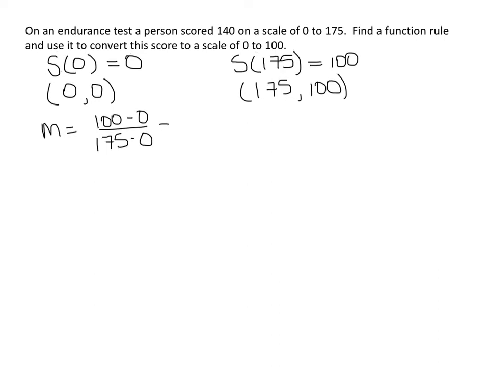This gives me 100 over 175, which reduces to 4/7. Now I have a slope. I can put this into point-slope form and determine my y-intercept. Or I could recognize that I already have a y-intercept, because anytime my x-coordinate is 0, that tells me the y-intercept. My y-intercept in this case is also 0.